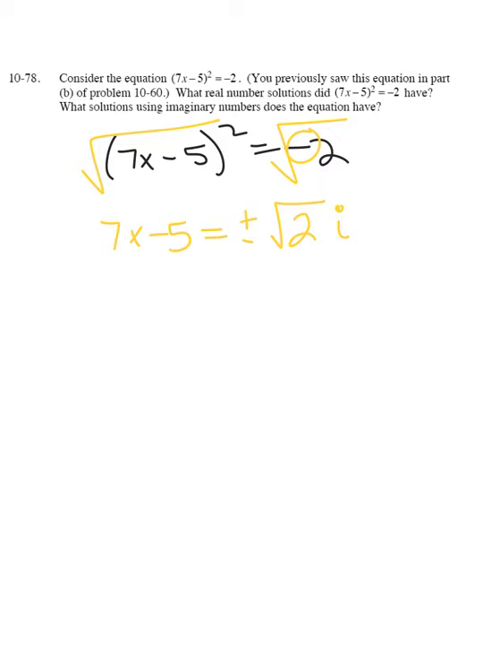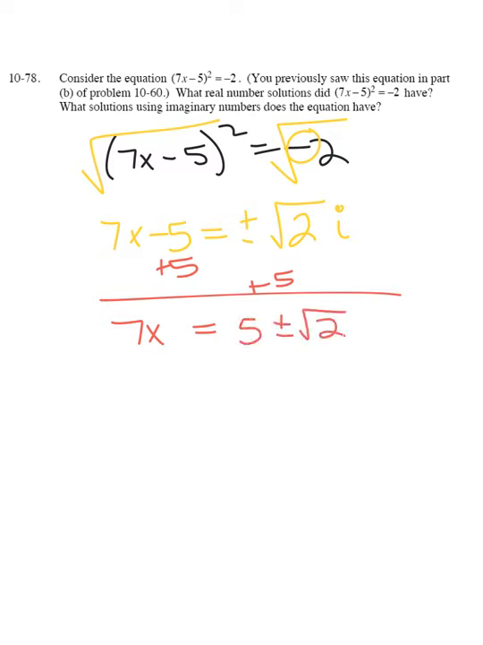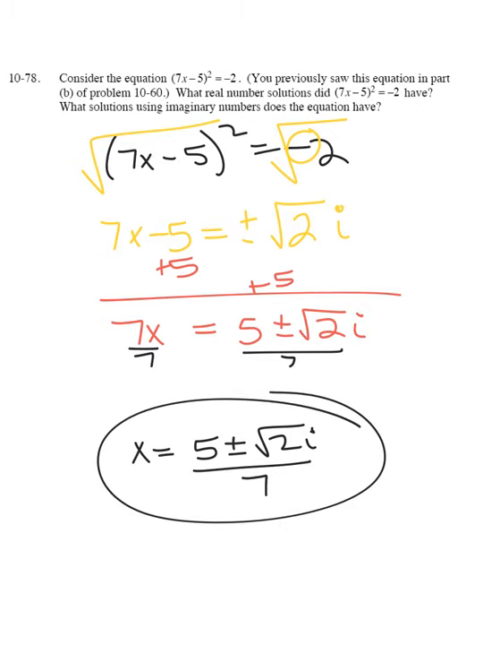Then we keep solving for x. So to get the x by itself, we need to add 5 on both sides. 7x equals. The 5 is not a square root, so it doesn't go inside the square root. They're not like terms. The 5 is also not imaginary, so we just keep it separate. It's 5, and we have a positive or negative square root of 2 that's imaginary. And then lastly, to get the x by itself, we divide by 7. So our final answer is 5 plus or minus the imaginary square root of 2, all divided by 7.